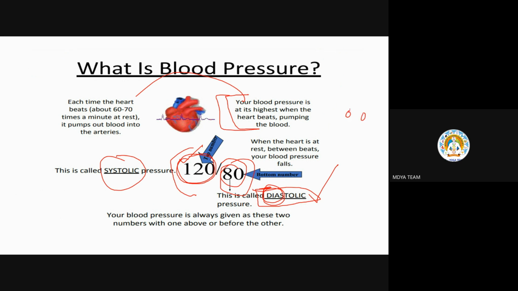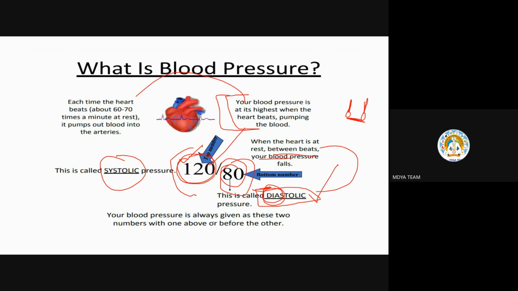Okay, so at this time the highest pressure will be there, and this time also the highest pressure will be there. The time in between is related to diastolic. That's why it is written that between beats your blood pressure falls. That one is known as diastolic. So this one is related to this 120, and this one is related to your diastolic.